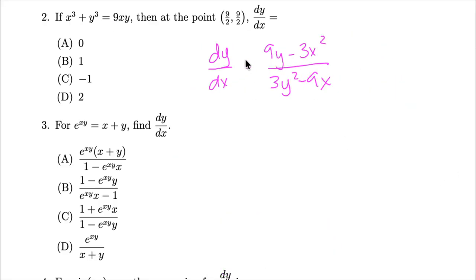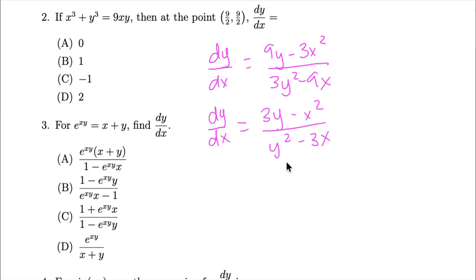Okay, so what we have here, I just cleaned up the screen and just rewrote dy/dx. The next thing we can do is simplify everything down by a factor of 3. So our fully simplified version of dy/dx would be (3y minus x squared) over (y squared minus 3x). Okay, so now we have our derivative, which again just represents the slope.